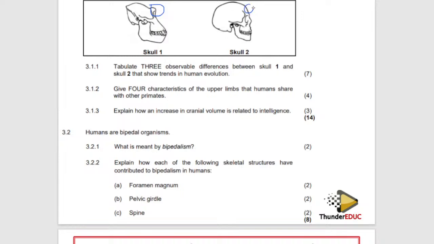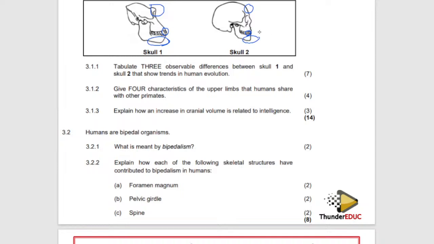Check it here. Look at the canines here. They're not that big. Look at the shape, this shape, rectangular. You can't see here rectangular unless it's upside down. But the chin is not developed. Here, look at it, how sharp it is. The chin is developed.